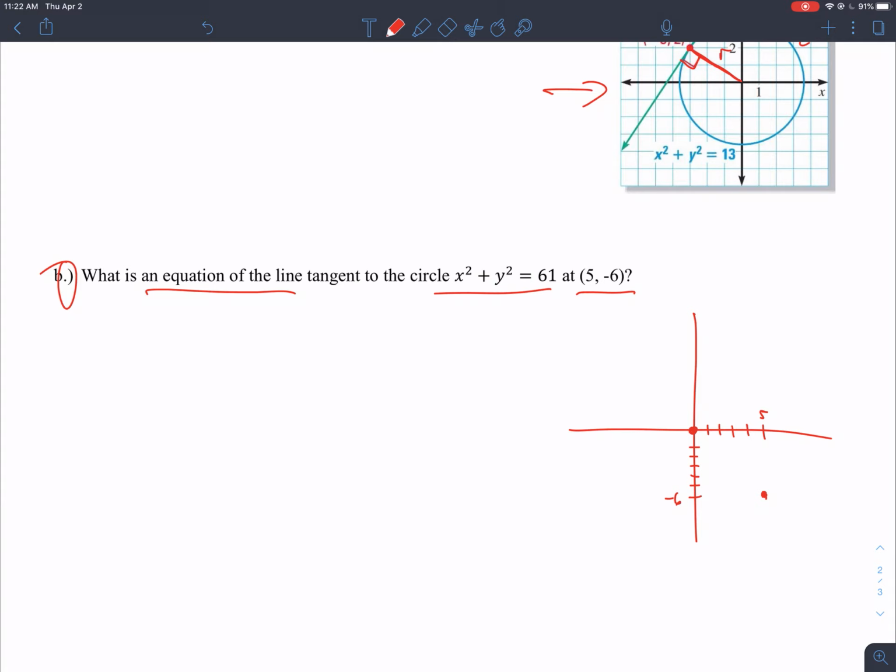So, we can draw the circle at this point. There's my circle. It looks something like that. Please, that's hideous, but it looks something like that. And so here's my point, 5, negative 6.